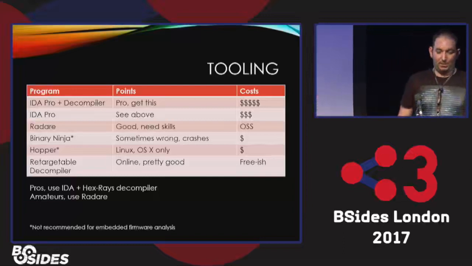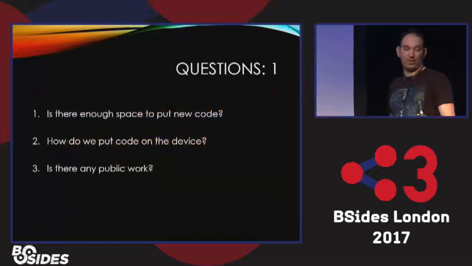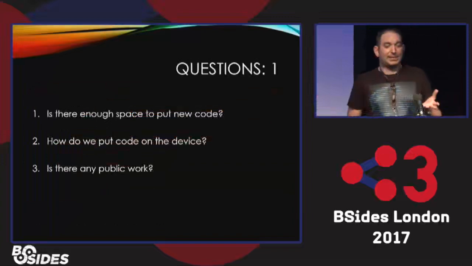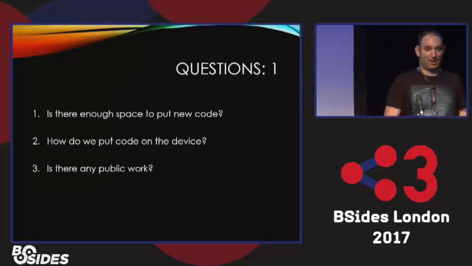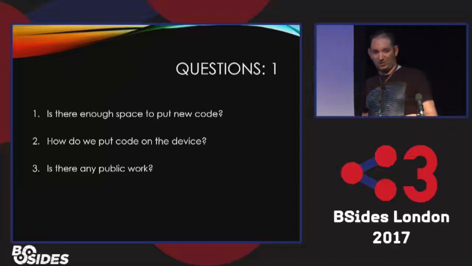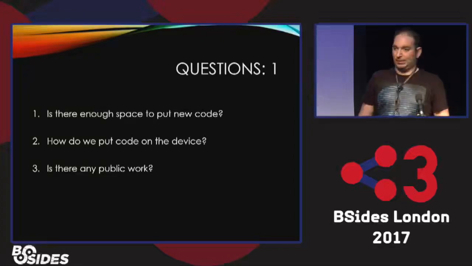So back to the plan, and on to my 3 questions. So is there enough space to actually put the code? Because this bad USB payload I'm going to write is going to be non-trivial, and it's going to have a size. And if it doesn't actually fit on that ROM chip, well, there's no point in continuing. So we need to know that first.